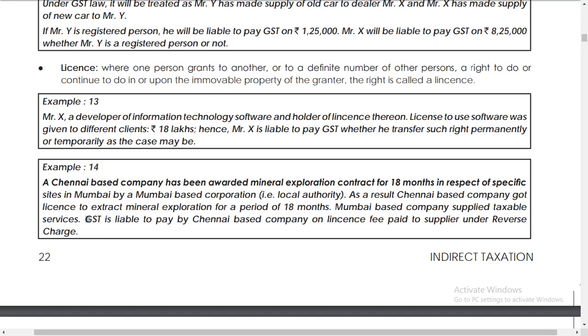So what is the ultimate conclusion? GST is payable by the Chennai based company on the license fee paid to the supplier under RCM. This is an RCM case, just remember this, under RCM. The one who got the license to extract minerals is the Chennai based company. So ultimately the Chennai based company has to pay the GST, and it is an RCM case, just remember it.